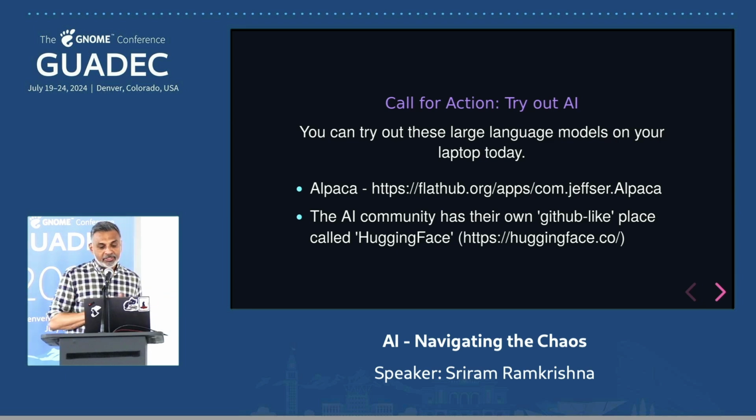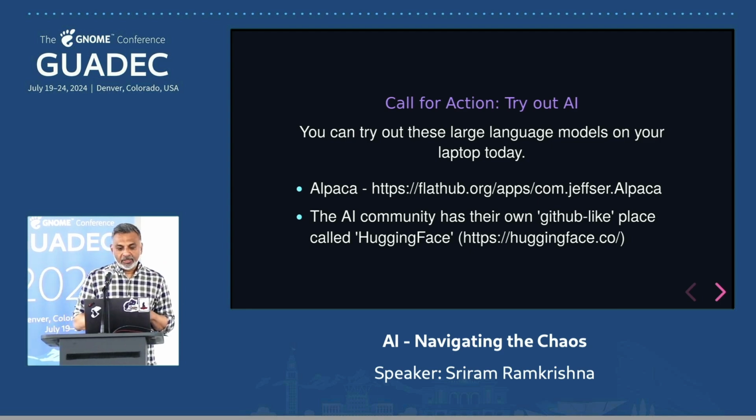Anyway, the call to action is to try out these large language models. You can run them on your laptop today. There is an app on Flathub called Alpaca, and the great thing is you're not going onto the web. All the generative data is running on your laptop only. So it downloads the LLM model, which is already trained, right? So it's just generating stuff, and you can do prompt engineering on that.